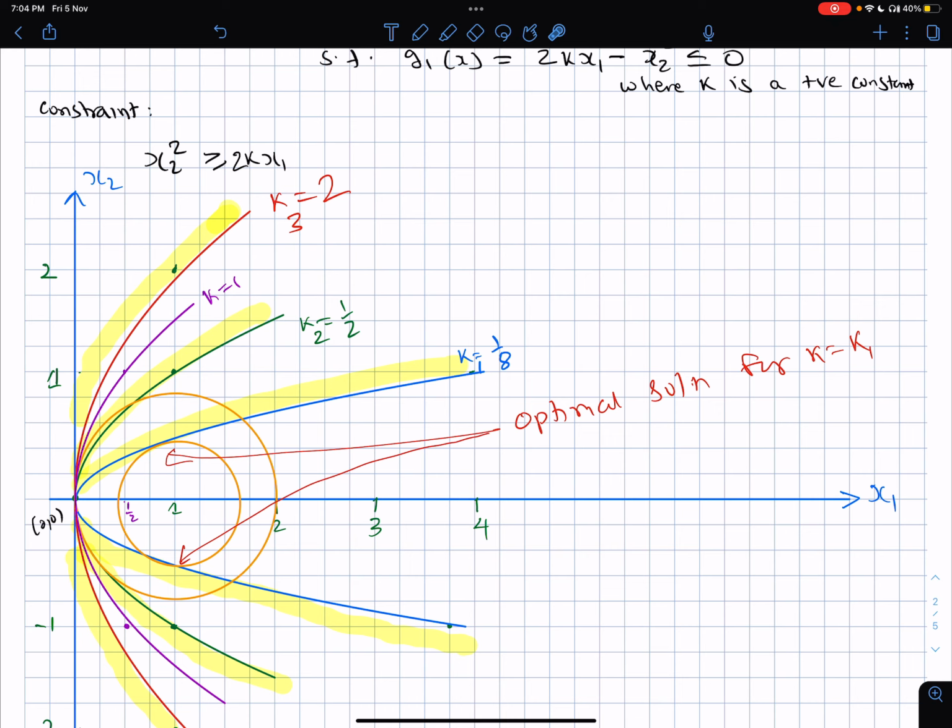Now what is my requirement? In this particular case, x2 square should be greater than or equal to x1. So this is where x2 square is equal to x1. I can go this side, but this side is not admissible. So what I have shown here in this yellow shaded portion indicates the feasible region for that particular choice of k equal to half. This indicates the feasible region, and this region here is all infeasible region.